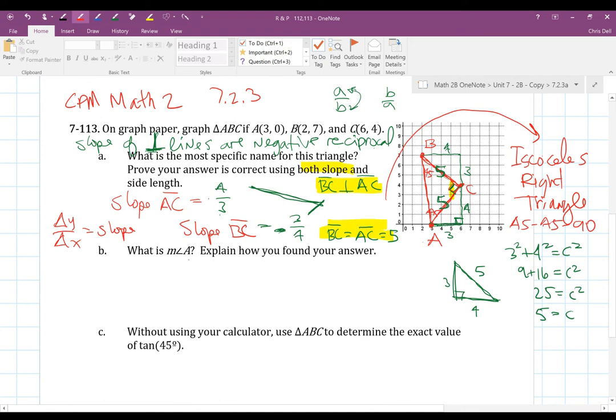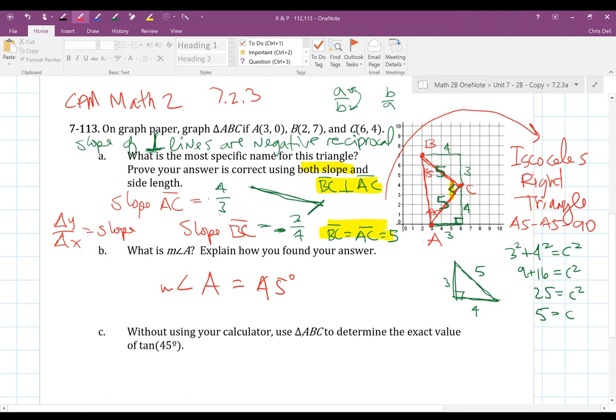All right. So what is the measure of angle A? Explain how you found your answer. Well, I just got ahead of myself here. Angle A, the measure of angle A is 45 degrees. Why? Because it's an isosceles right triangle. Isosceles right triangles are 45, 45, 90s.